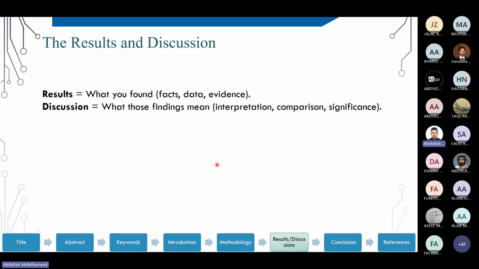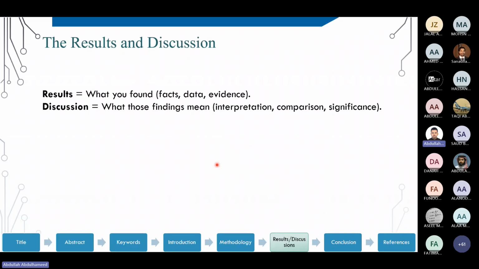In some papers, people will separate them. They will make the results a separate section, and then the discussion is another section. But I suggest that it's better for you to have these two together. You display your results and then do the discussion for that result. And then you can move one by one.